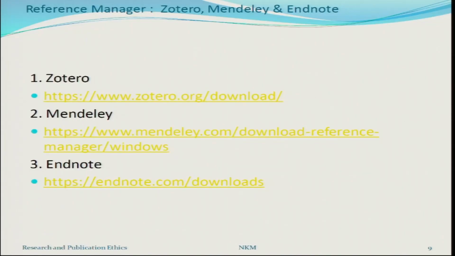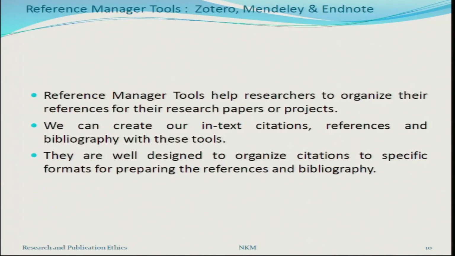We will be focusing on three different reference manager software, and they are open source software available on the net. You can download it and use it. So we have now three reference manager tools: Zotero, Mendeley, and EndNote. So let's start about the reference manager tools. Why do we require reference manager tools? That's an important thing. First of all, it helps researchers to organize their references for the research papers or projects, okay. And then we can create our in-text citations, references, and bibliography with these tools.